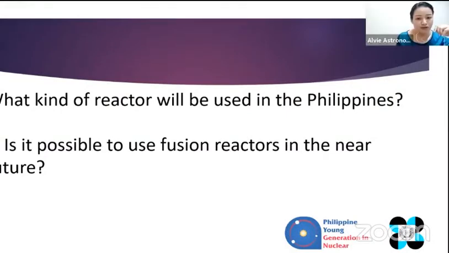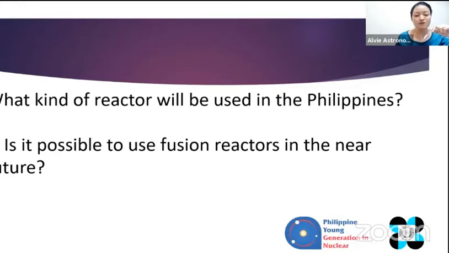So at this point, wala pa pong decision. It is part of the study that is being conducted. Dr. Arcilia already mentioned the different hot topics or hot designs na kino-consider. And I think it will be a matter of looking at lahat po pwede, pero kung ano yung pinaka-feasible or pinaka-economical na option para sa bansa natin.